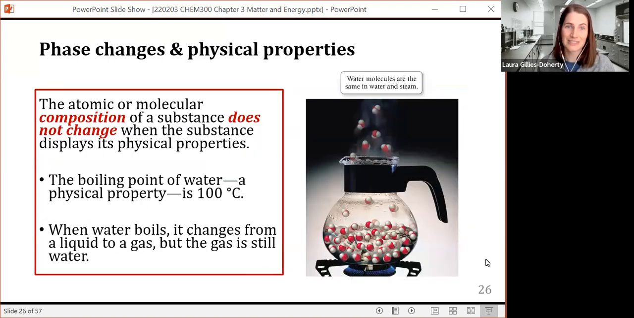Some more examples. Phase changes, when something changes from a liquid to a gas or from a solid to a liquid. These might seem like they're chemical changes, but they're not. They're actually physical changes. So think about water. Think about melting an ice cube. You put an ice cube out in the summer, it starts out as solid water, it melts into liquid water. You still have water at the beginning and the end of that process. So that's a physical property. You're showing the melting point, the physical property of water when it undergoes that process.